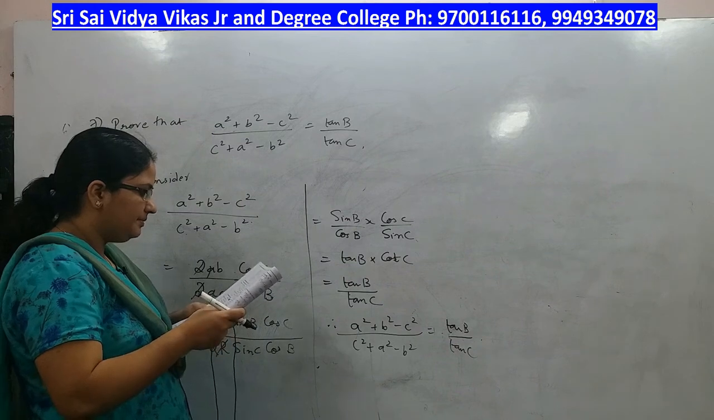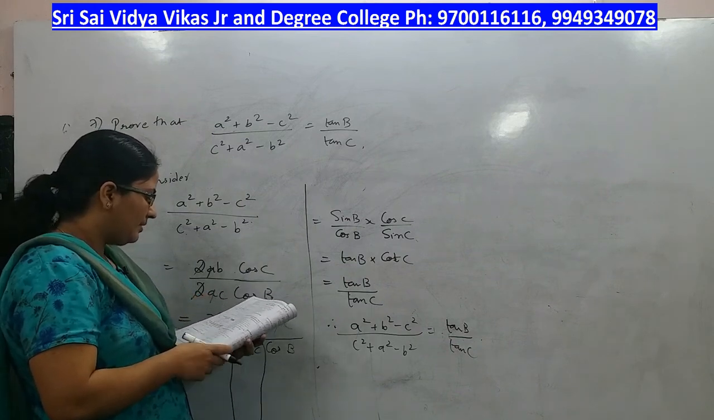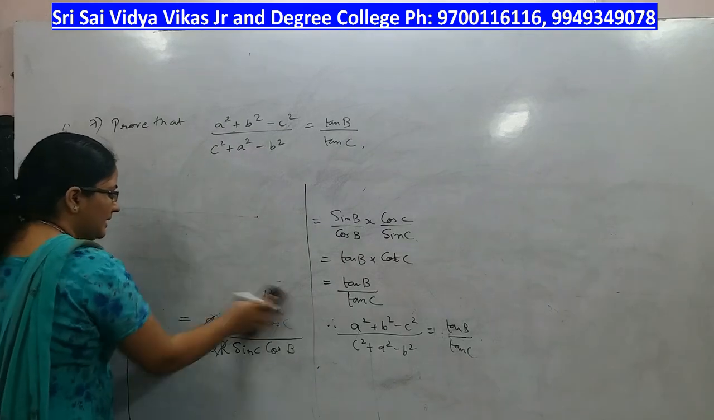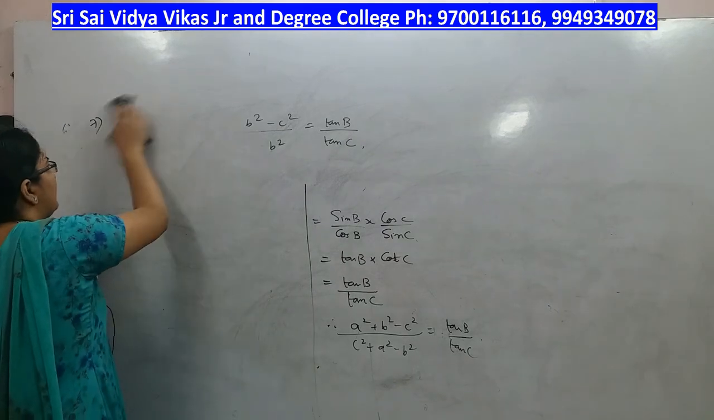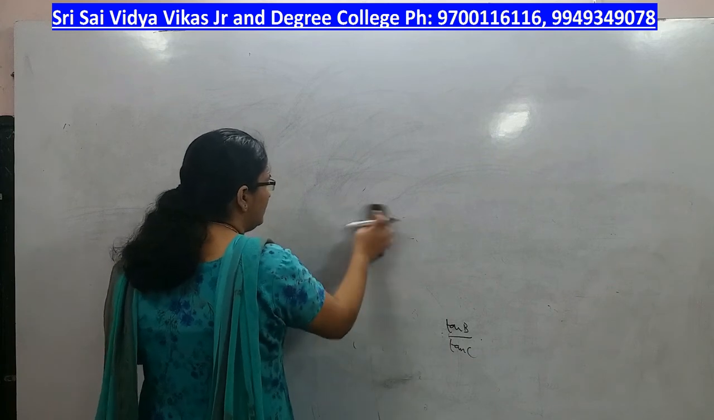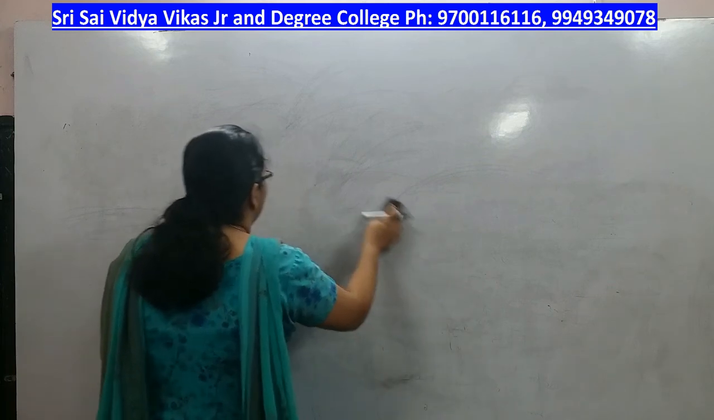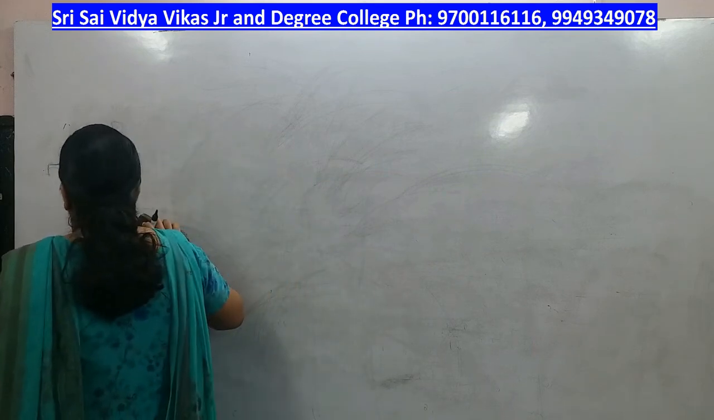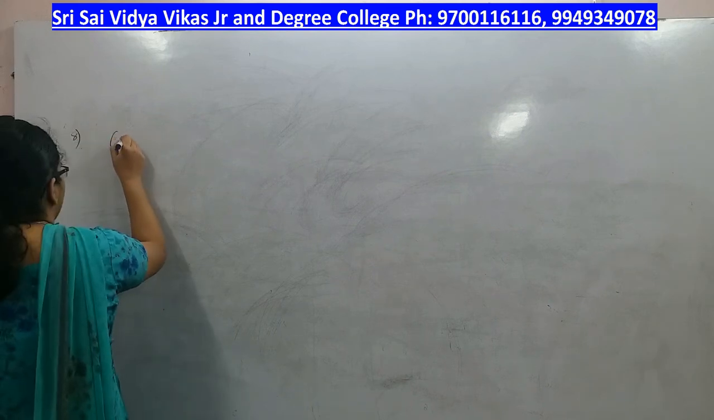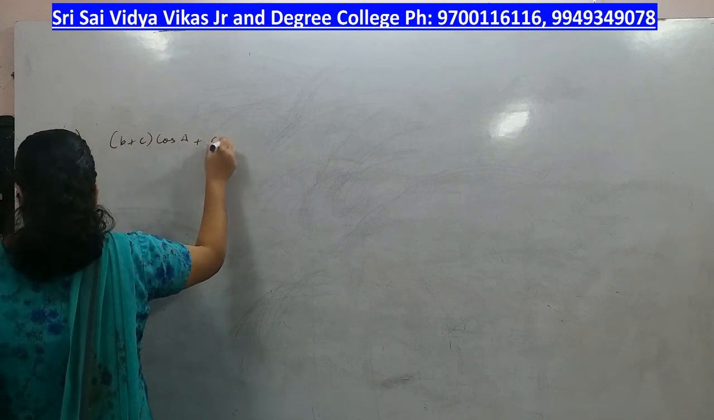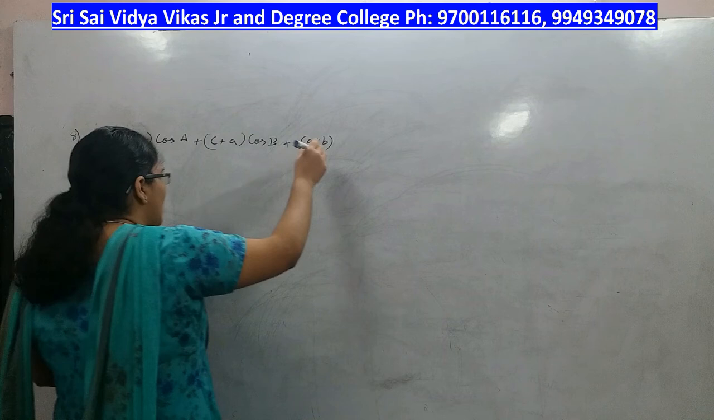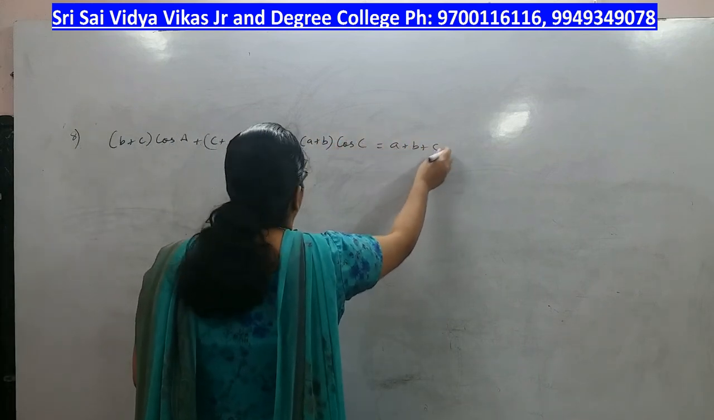Let us discuss the next one. Eighth one: (b plus c) cos A plus (c plus a) cos B plus (a plus b) cos C is equal to a plus b plus c. This is what you have to prove.